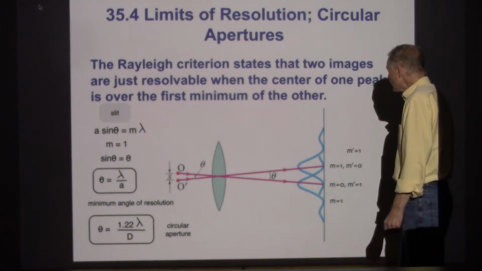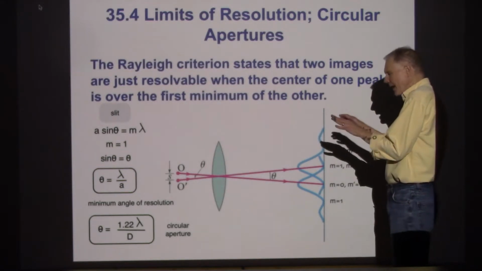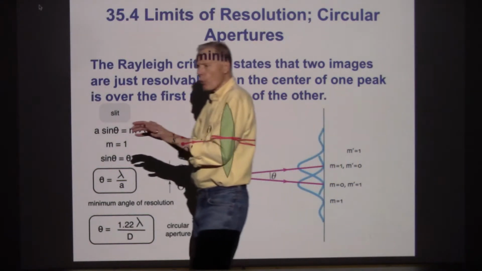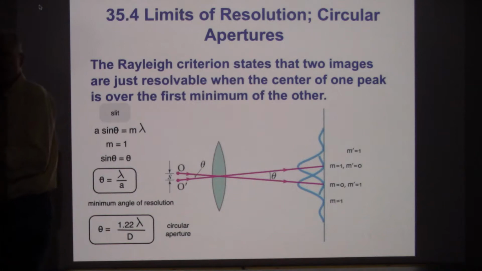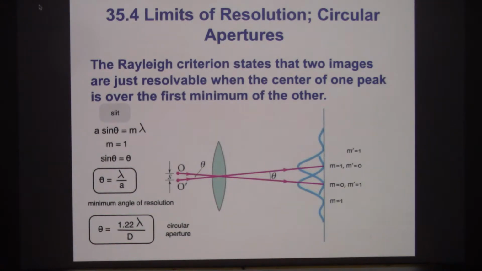Now, if those two central maxima overlap enough, I'm not going to be able to tell that there are two objects. I can only tell that there's one blurry object. I can't tell if there's two or not. And that's called resolution, limits of resolution.